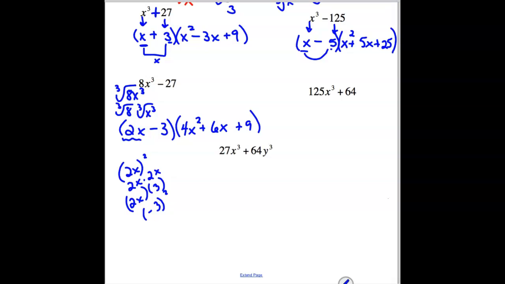All right, I'd like you guys to pause the video and try this next one. 125x cubed plus 64. Turn the video back on when you are ready.